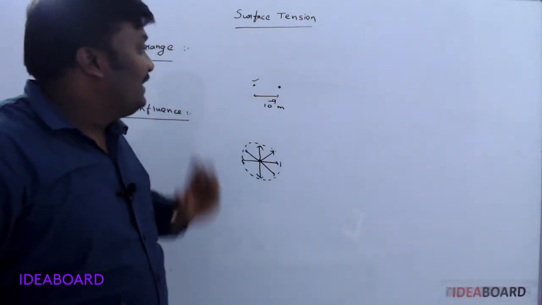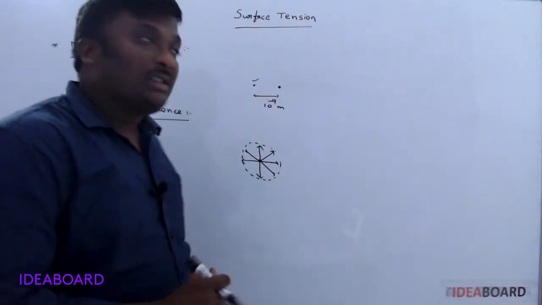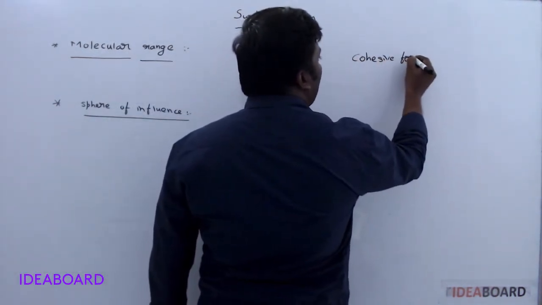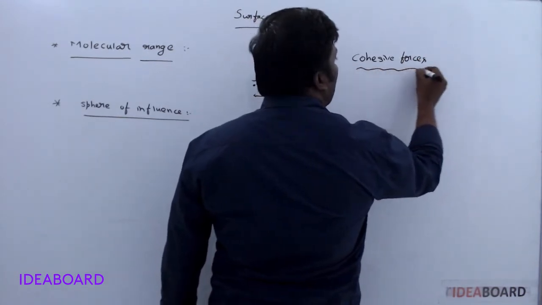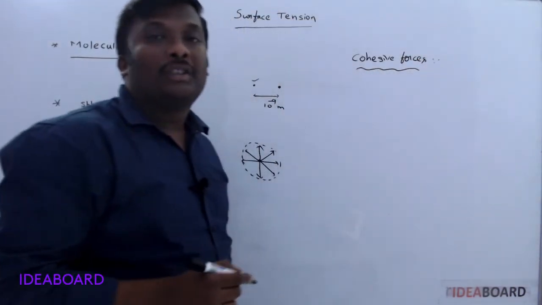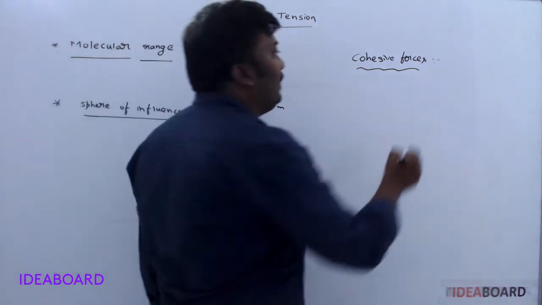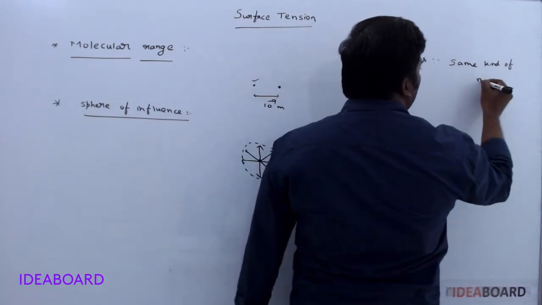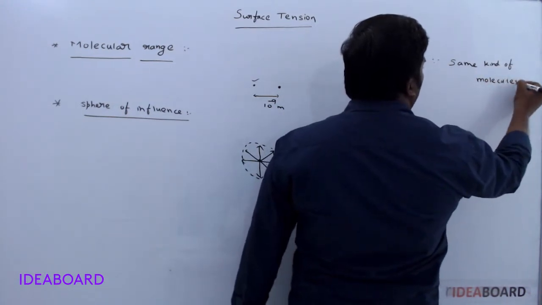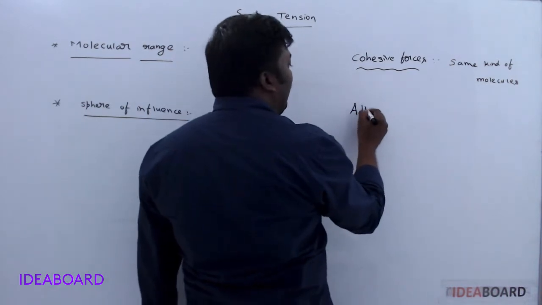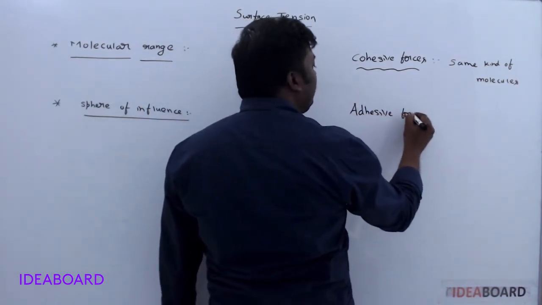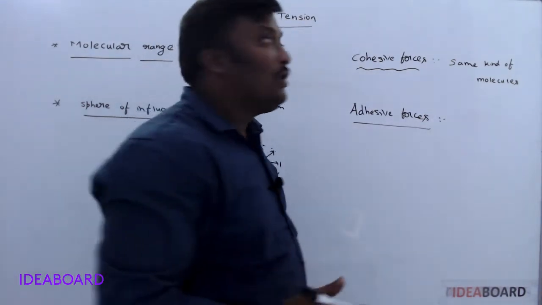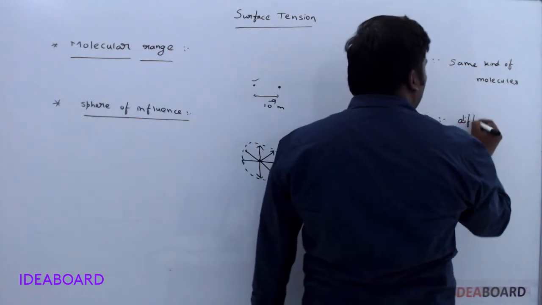Okay, so there are always two types of forces present. One is cohesive forces. This is the main reason for surface tension. Cohesive forces are the forces between the same kind of molecules. And another one is adhesive forces. The adhesive forces are the forces of attraction between molecules of different kinds.